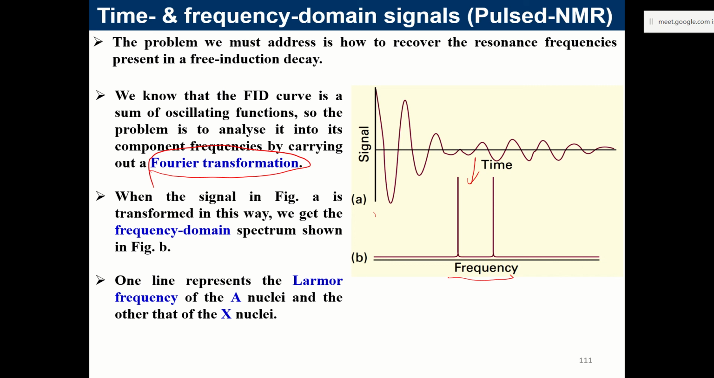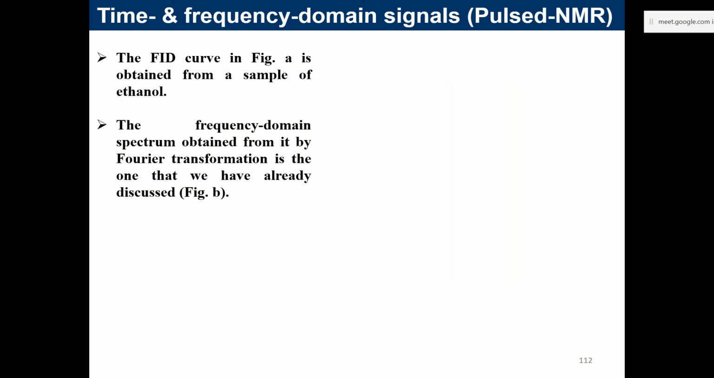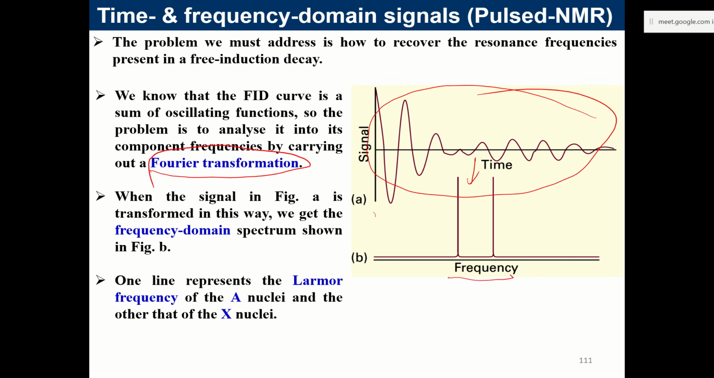The A nucleus has one Larmor frequency, the X nucleus has another Larmor frequency. So we were getting oscillations, because each of the magnetization vectors will have, corresponding to the A nucleus, one set of oscillation, and corresponding to X, another set of oscillation. Each one of them gives rise to two different waves, the mixture of which appears in the overall signal, which was deconvoluted to this. Now this is what we call the FID curve.